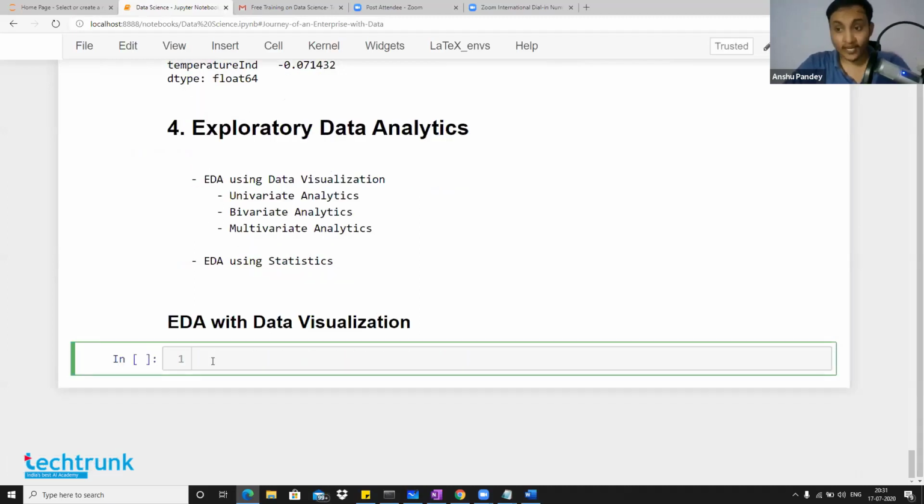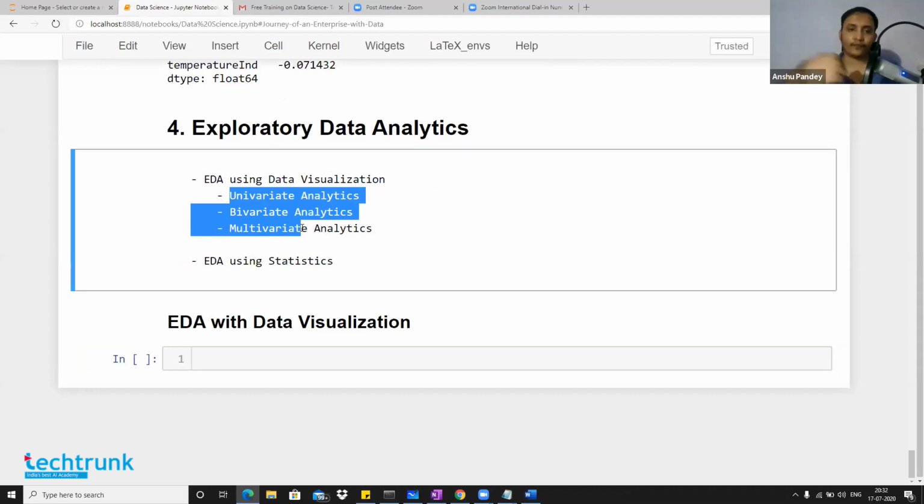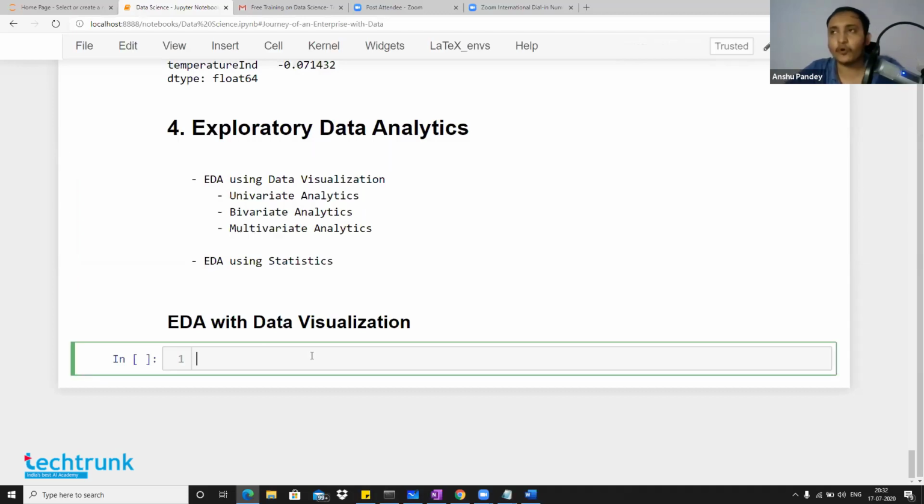In that, there are primarily three methods: univariate analytics, bivariate analytics, and multivariate analytics. Univariate is where you analyze one attribute at a time. Bivariate is where you analyze the impact of one attribute on another. Multivariate is where we analyze the impact of multiple attributes on the target. So in univariate, we don't look at the impact on the target attribute, right?